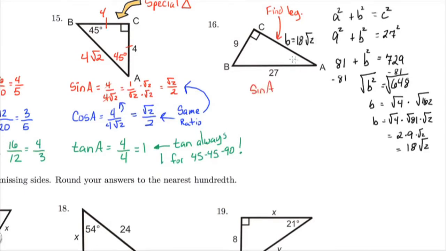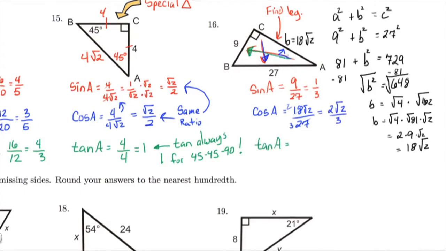So now sine of A would be the opposite over hypotenuse. 9 over 27 is 1/3. The cosine of A would be the adjacent over the hypotenuse, which would be 18√2 over 27, which is 2√2 over 3. And tangent of A would be 9 divided by 18√2. And we have to simplify and rationalize the denominator, and this gives us √2 divided by 4.